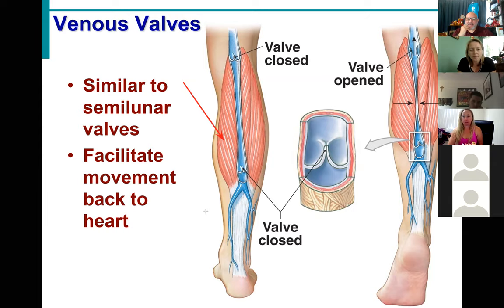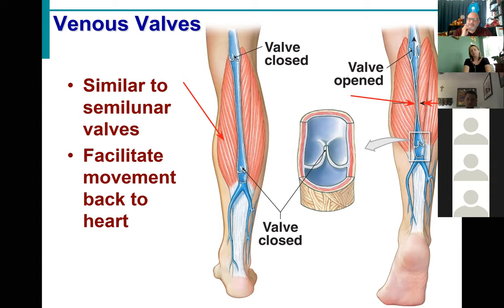Notice as this person plantar flexes their foot, that causes the muscle to contract. And as the muscle contracts, it gets shorter and it gets fatter. So basically what happens is you have this increased pressure squeezing on the blood, and the blood doesn't want to stay here. It can try to go down, but it's not going to be able to get past that valve. So instead, the blood is forced up. And as it is forced up, it opens that valve of the vein. As soon as the muscle relaxes, the pressure goes away. The blood may try to come back down, but as it tries to come back down, it's going to close the valve, and that blood is sitting here.